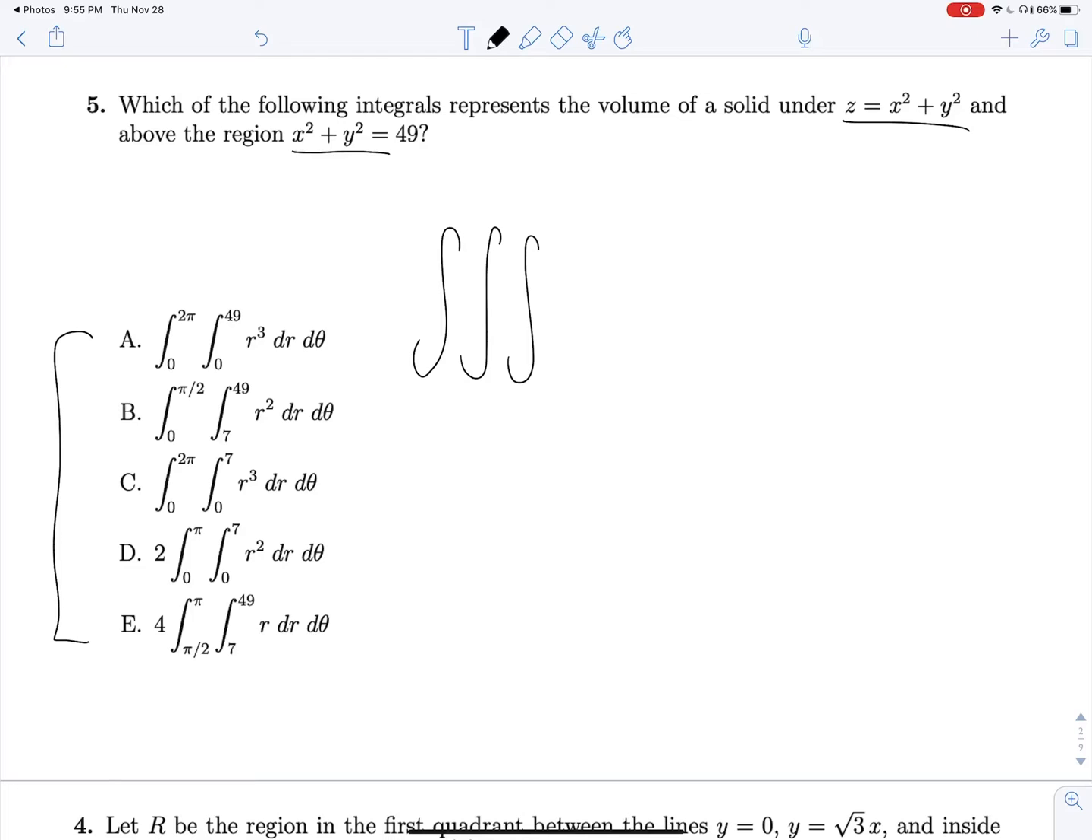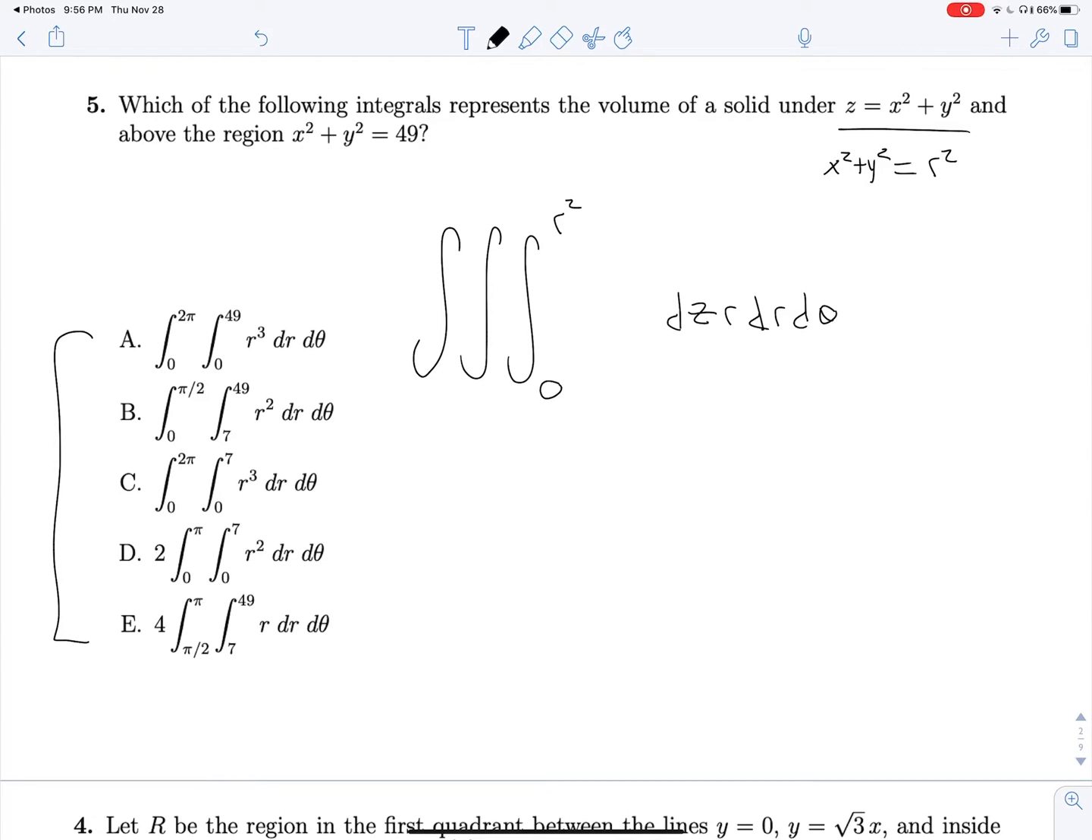So setting this up in cylindrical coordinates, we see that, well, this is just a cone. And we're under that cone and above the circle in the xy plane of radius 7. So dz dr d theta, we can set up these bounds. Looks like z is going to run from 0 because we're looking at the xy plane over here, and it's going to be bounded on the top by r squared, because we know our conversion is x squared plus y squared equals r squared.